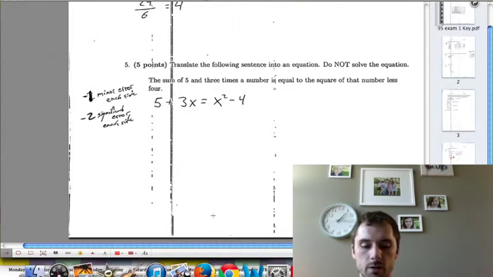So I could read it as the square of that number, the square of x, or x squared, less, minus 4. So x squared minus 4. And that's how I developed that equation.